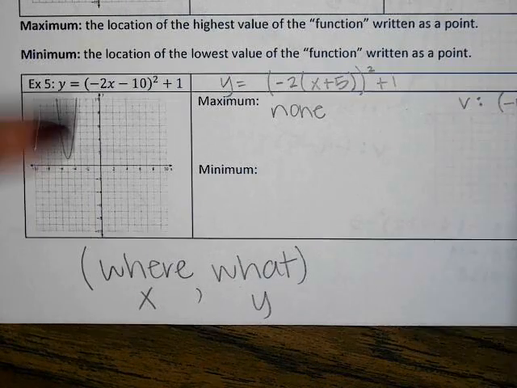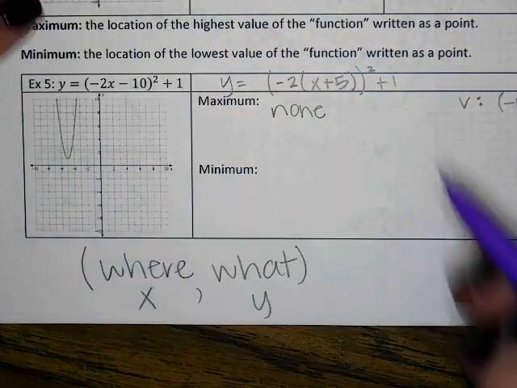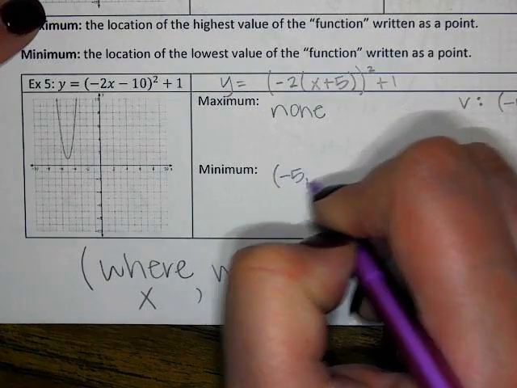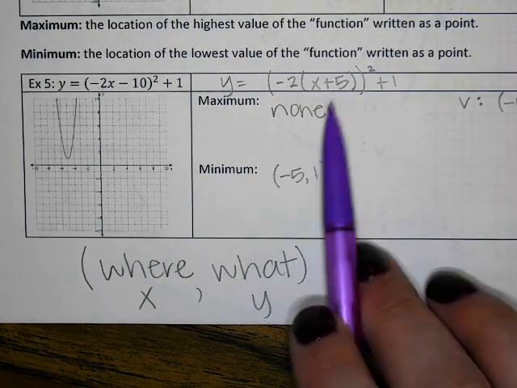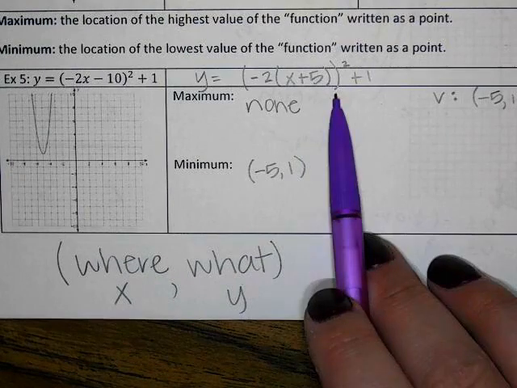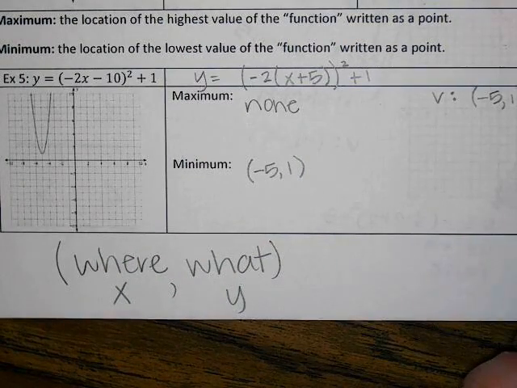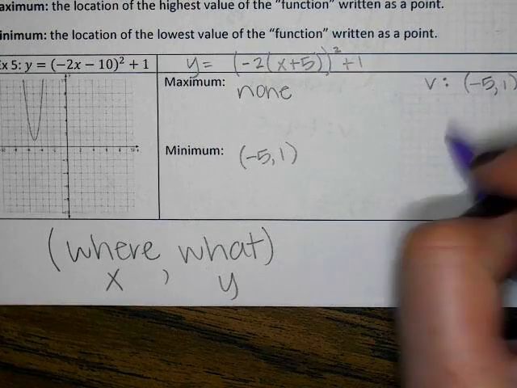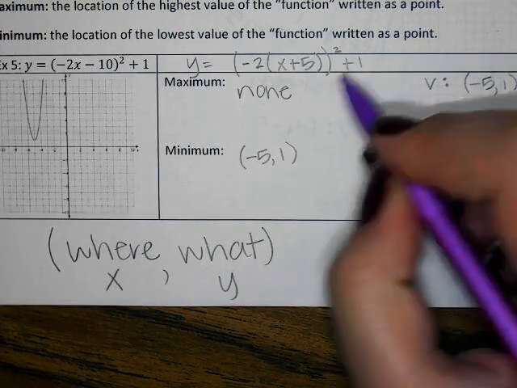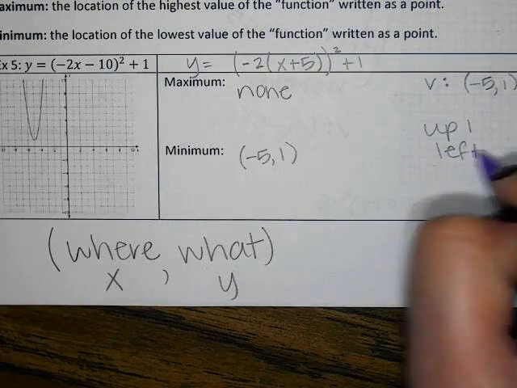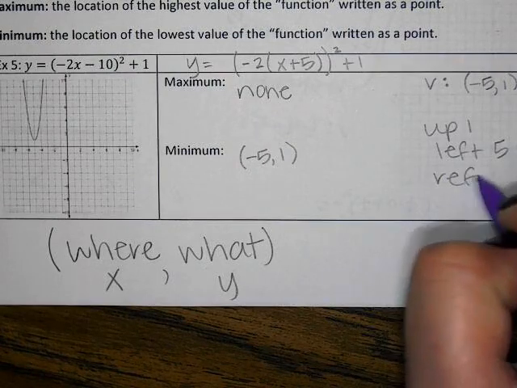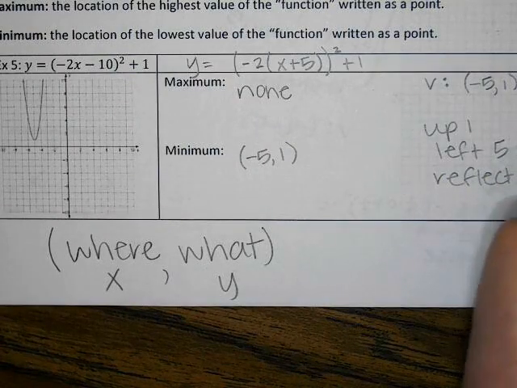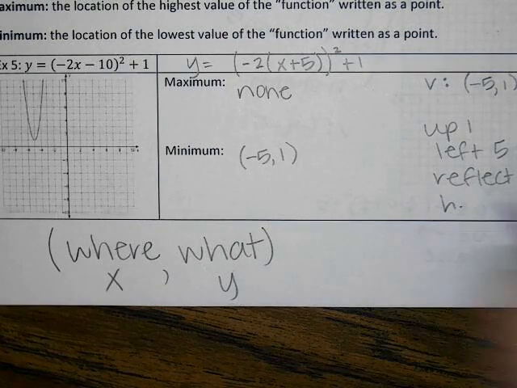Okay, and let's go ahead and practice the transformations for this one. So can somebody tell me what some of the transformations are? We got up 1, left 5, good. Reflect over y. Horizontal compression, because it feels like it should be a stretch, and so it's the opposite. So whatever's inside the parentheses is always the opposite of what you should think it is.